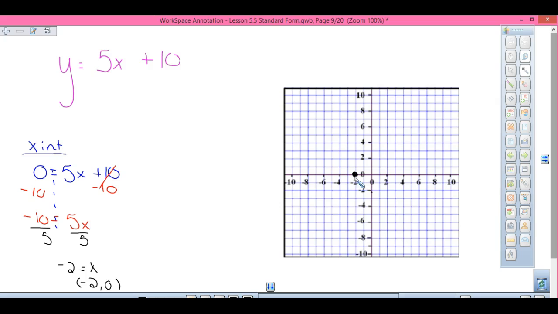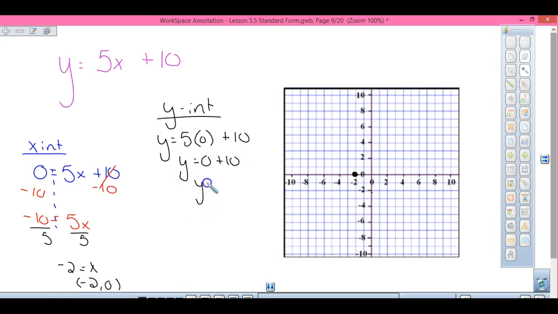That's my x-intercept. Okay, my y-intercept, what am I putting 0 in for? X. Y equals 5 times 0 plus 10. What's 5 times 0? So y equals 0 plus 10, so y equals 10. There's nothing to move there. It's already in y equals. So y is 10.